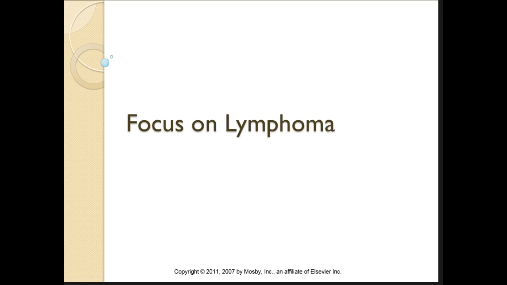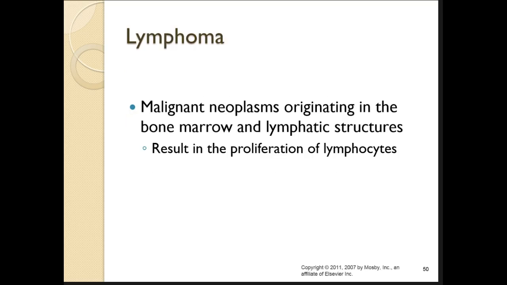We're now going to discuss the lymphomas. Lymphomas are malignant neoplasms that originate in the bone marrow and lymphatic structures, resulting in actual proliferation of lymphocytes. Lymphomas are the fifth most common type of cancer in the United States, and there are two major types. There's Hodgkin's lymphoma and non-Hodgkin's lymphoma. You can review a comparison of the two types in Table 31-28.